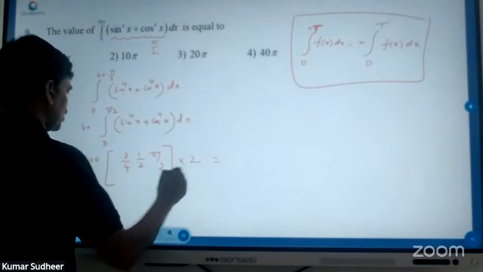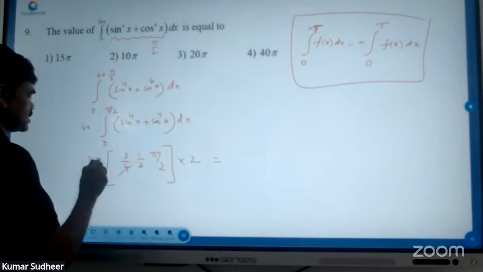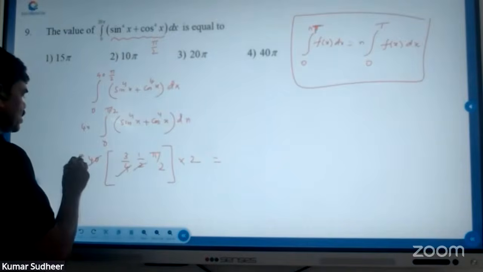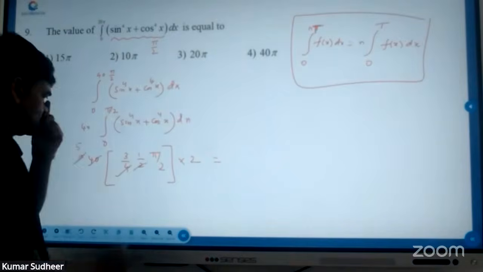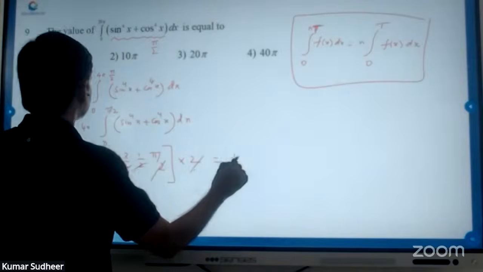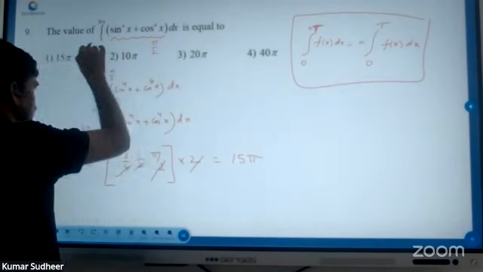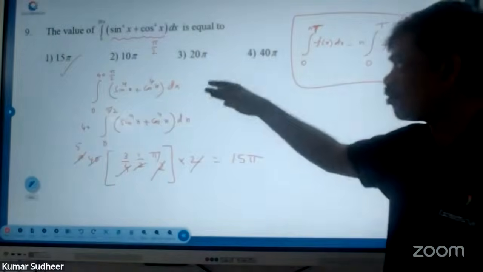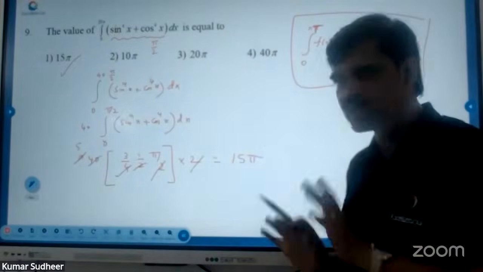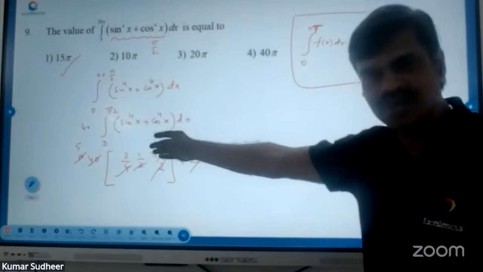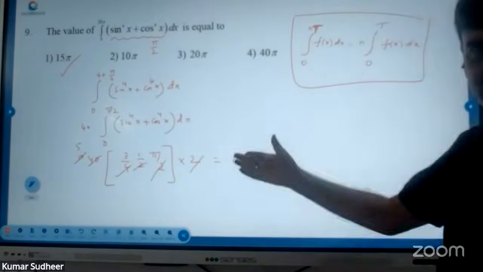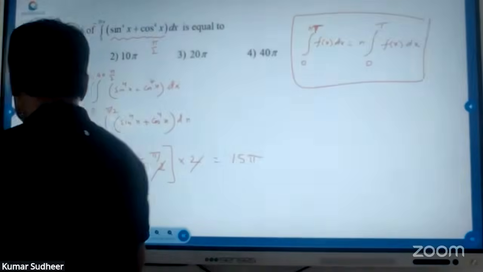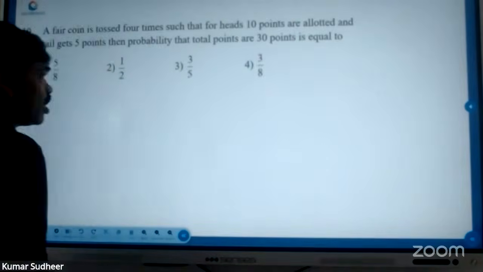So how much will we get here? This is 10, again this is nothing but 5, and these two will get cancelled. So the answer is 15. You can make this question simple. If you simplify sine power 4x plus cos power 4x and all, it takes some more time. So by looking at that, we can use the reduction formula and complete the problem. Okay, so this is the question. Let us move on to the next question.